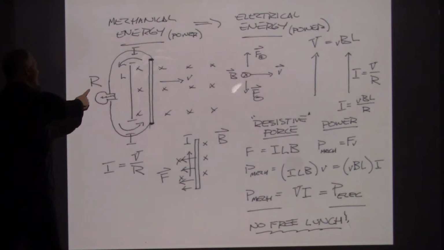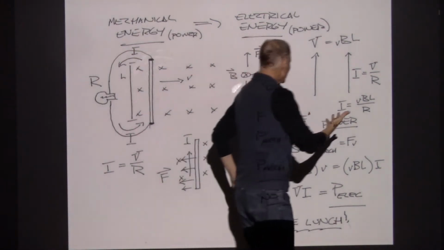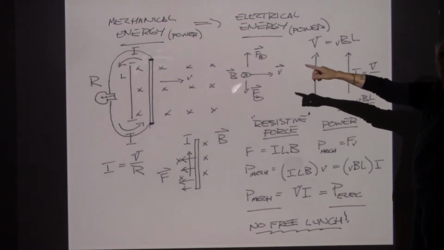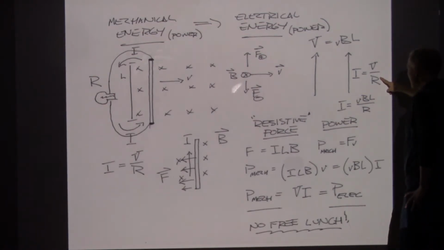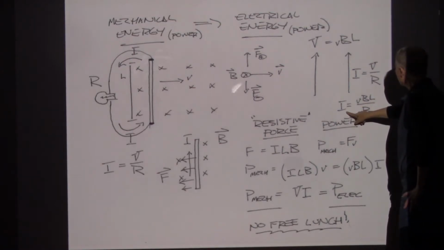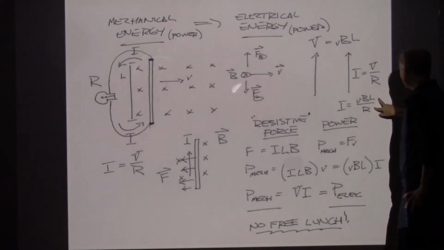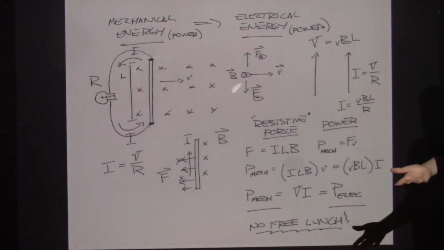And the light bulb has a certain amount of resistance. And so the current that operates through our generator, through the circuit that we've set up, will be the voltage divided by whatever resistance we have. And the current then is going to be V times B times L divided by R. So that's how much current I will have operating through the circuit.